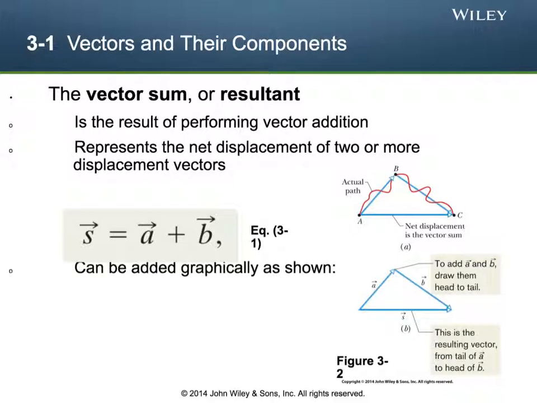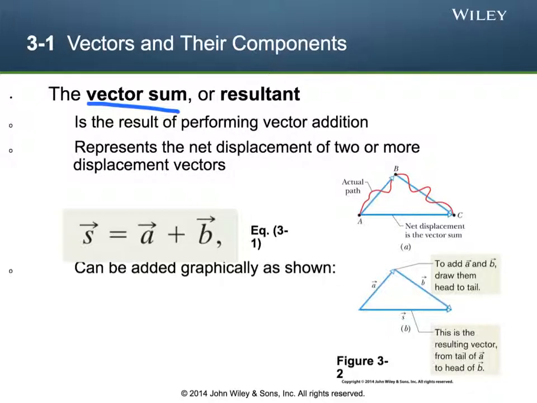So say we would like to add two vector quantities together. Well, this process is called a vector sum, and the resultant of a vector sum is the result when you add two or more vectors together. And so continuing with our displacement example, this would be represented by two displacements. What is the net displacement? So if you go from A to B to C, what is your overall displacement from A to C?